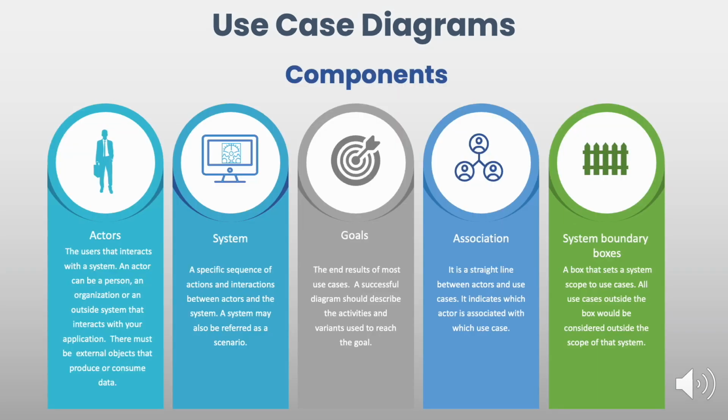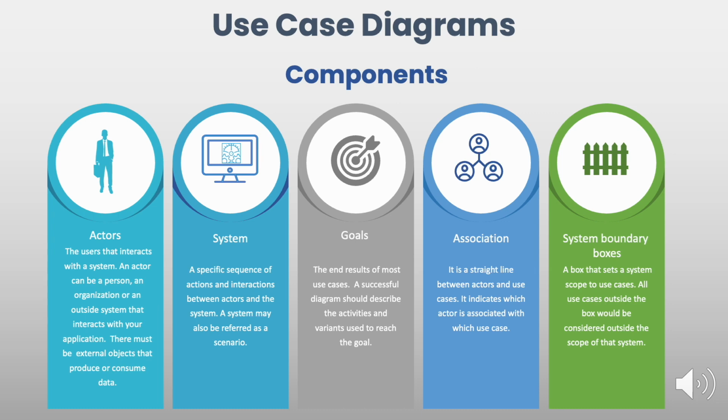So what are the different components of a use case diagram? There are a total of 5 components. First one is the actor. So what is an actor? The user that interacts with the system is an actor. An actor can be a person, an organization, or an outside system that interacts with your application. It must be an external object that produces or consumes data.